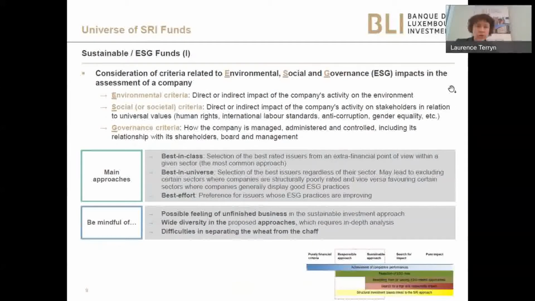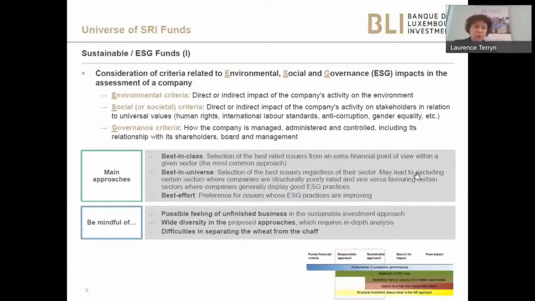Social or societal criteria. The idea is to check the direct or indirect impact of the company activity on stakeholder in relation to universal values, human rights, international labor standards, gender equality, and so on. For the governance criteria, which is well known, it would be more the way the company is managed, administered, and controlled, including its relation with its shareholder, board, and management.